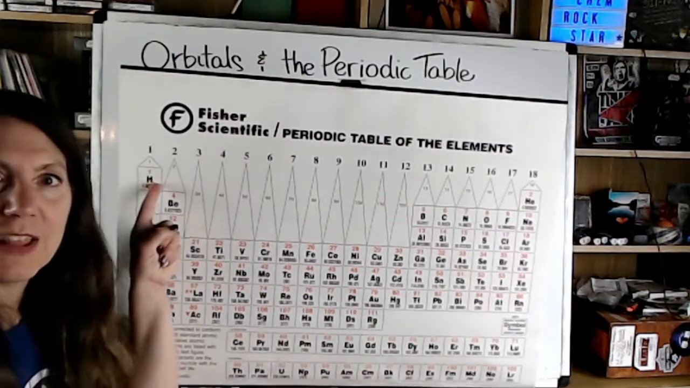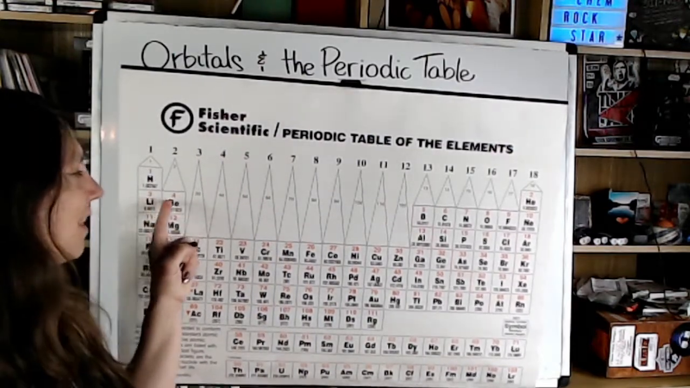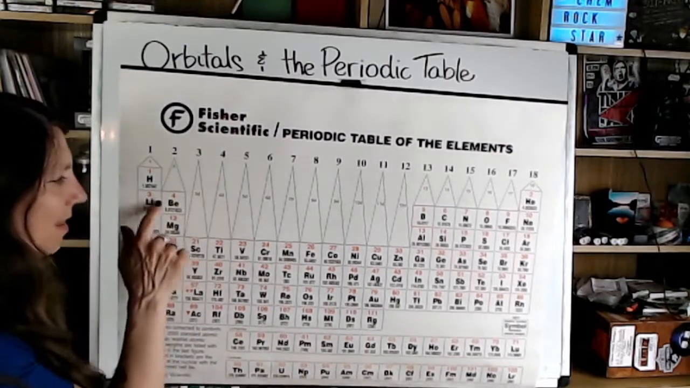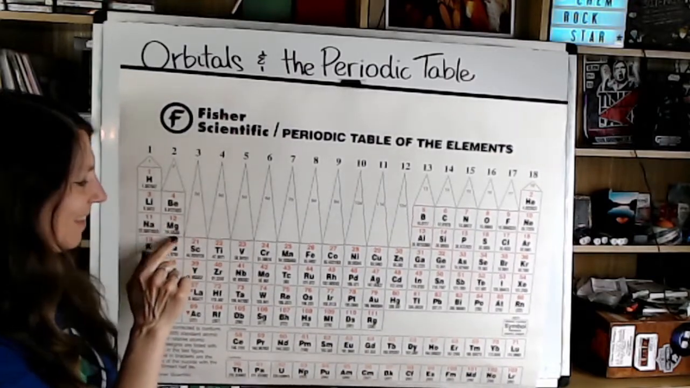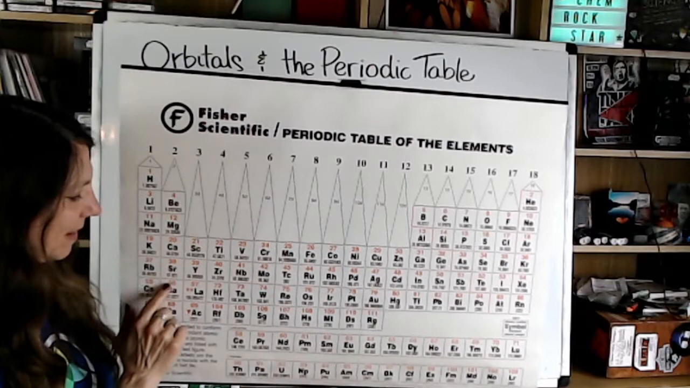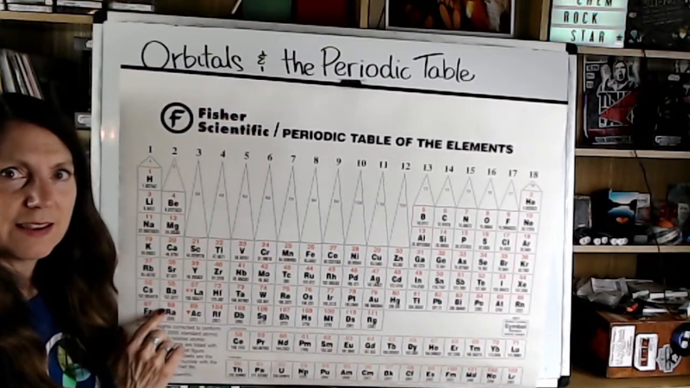These elements are filling the 1s orbital. These are filling the 2s orbital. These are filling the 3s, 4s, 5s, 6s, 7s.